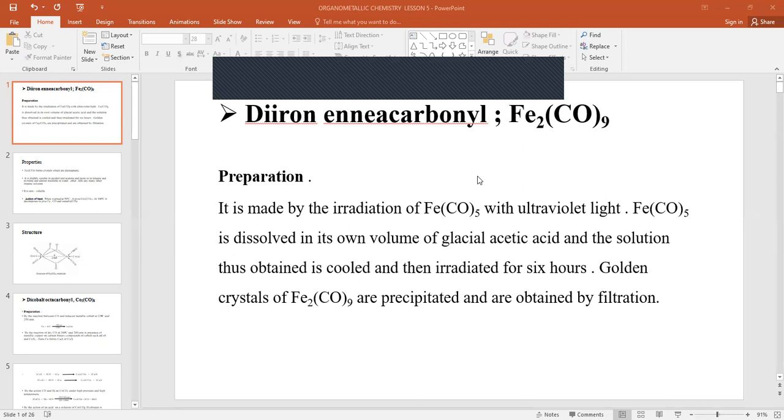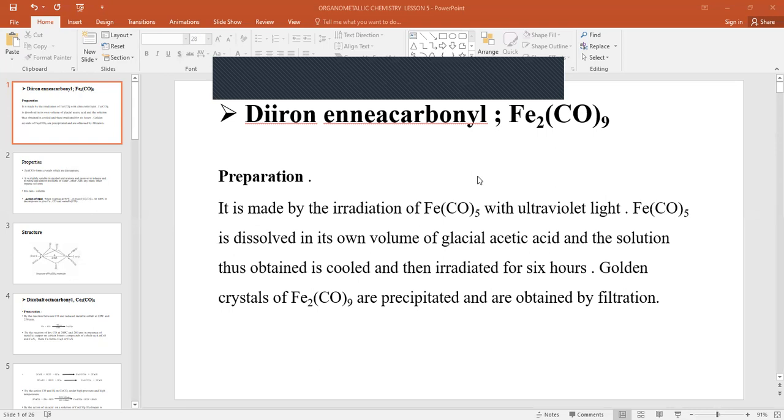Continuing with organometallic chemistry, lesson 5. In lesson 4, we ended with a few examples of metallic carbonyl. In this lesson, we are going to continue with more examples of metallic carbonyl.